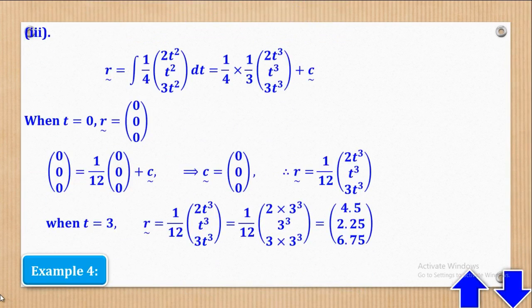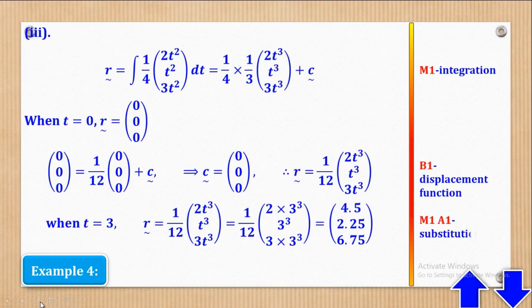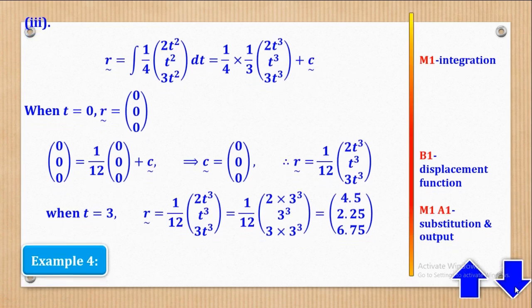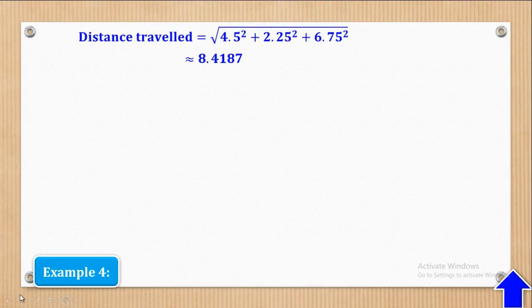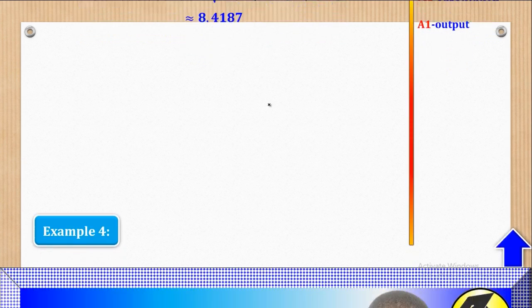And now let's see how marks can be awarded. So M1 for integration, this mark for the displacement. For integration, the constant of integration has to be seen. Then this M1 is for substitution, and this one is for the output. Then here M1 will be for substitution and A1 for the output. So basically that's what they wanted.